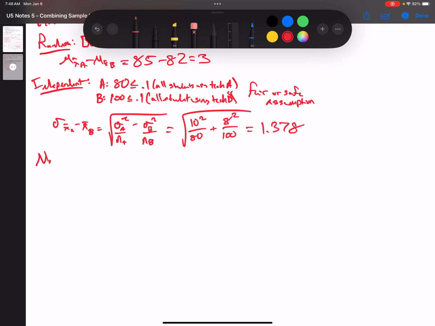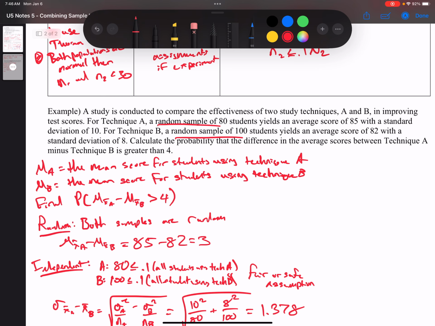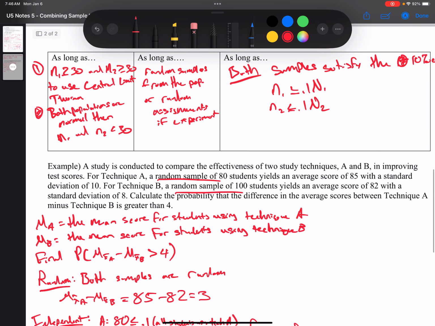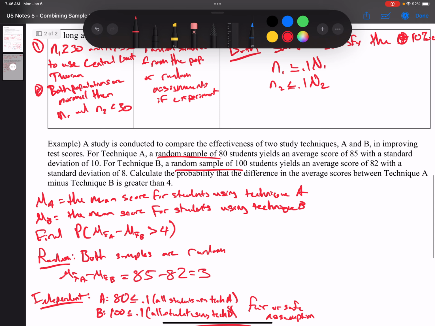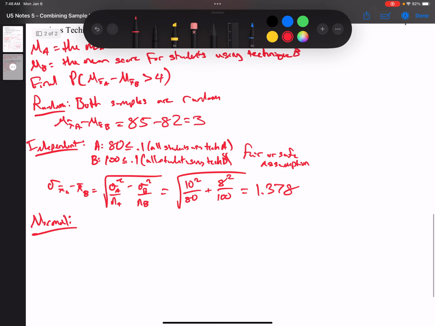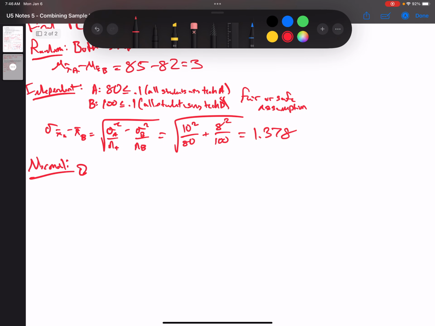Okay, and then for normal, okay, so take a moment, look through the problem. How do we figure out if it's normal? Okay. Well, for normal, we have got two things we got to check for. We can check for if our samples are both greater than 30, then we're good to go because of the central limit theorem. Okay, so let's check that. Our sample size of 80 here is greater than 30, and 100 here is greater than 30. Central limit theorem says we're good to go. So we can say both 80 is greater than 30, and 100 is greater than 30.